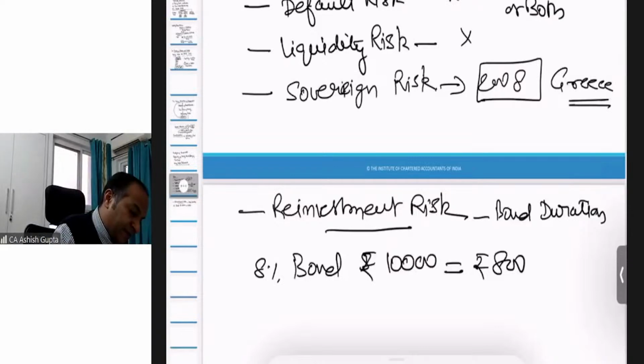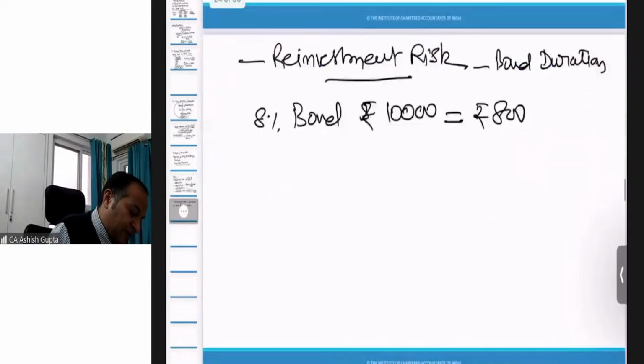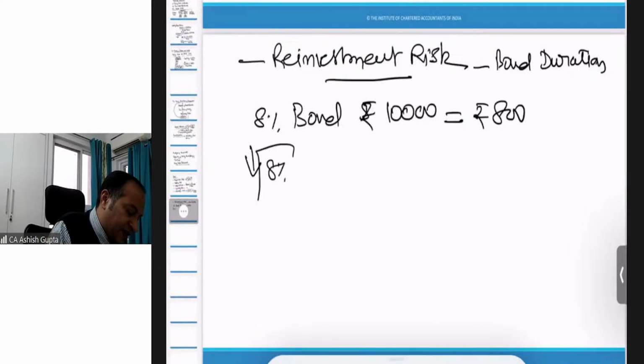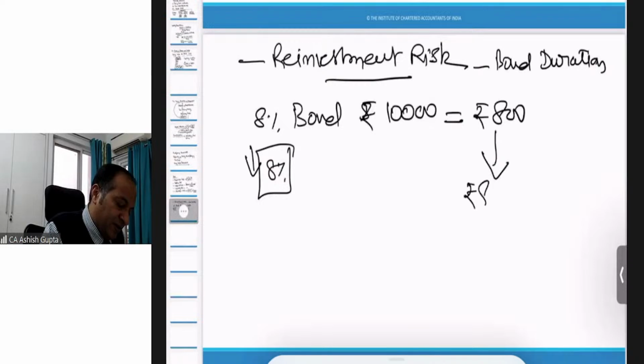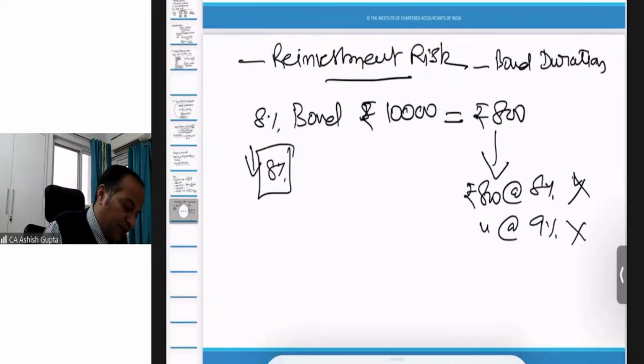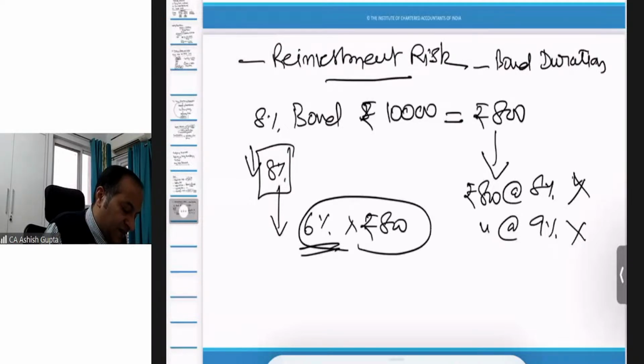Now, what happens if in the market 8% interest is prevailing? Then I have no problem. I will reinvest this 800 rupees at 8%. No problem. If the rate of interest is 9%, I have no problem. The problem will start when this interest rate is, say, coming to 6%. Now what am I losing? My reinvestment rate.